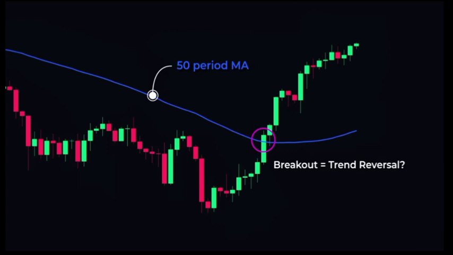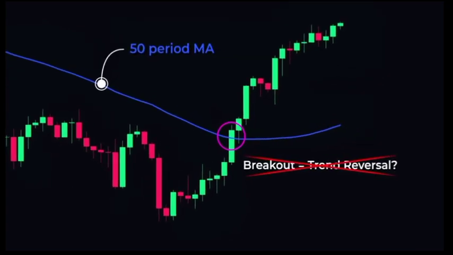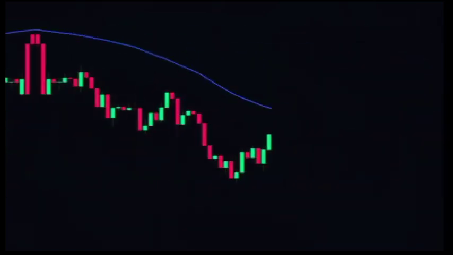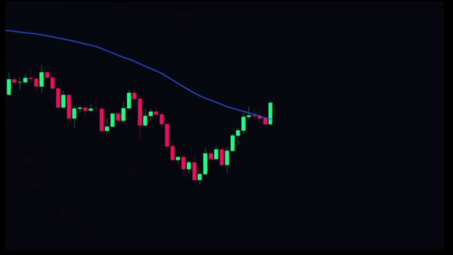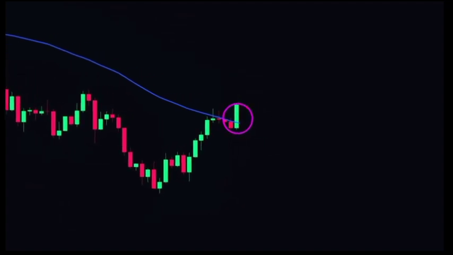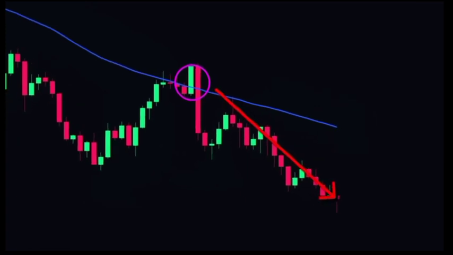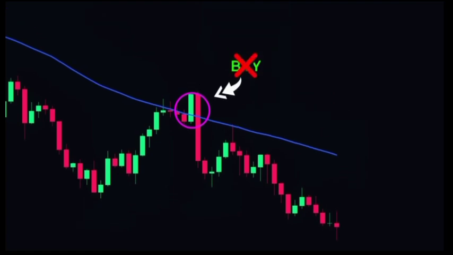Although this is a common idea, we should actually avoid relying on breakouts if we want to spot trend reversals, because false breakouts happen all the time. Like in this example, price broke out above the moving average, making traders think a trend reversal is coming, only for it to reject and come back downwards. So, while a breakout could show early signs of a trend reversal, it's not a good idea to use it as an entry trigger. There are better ways to trade it.